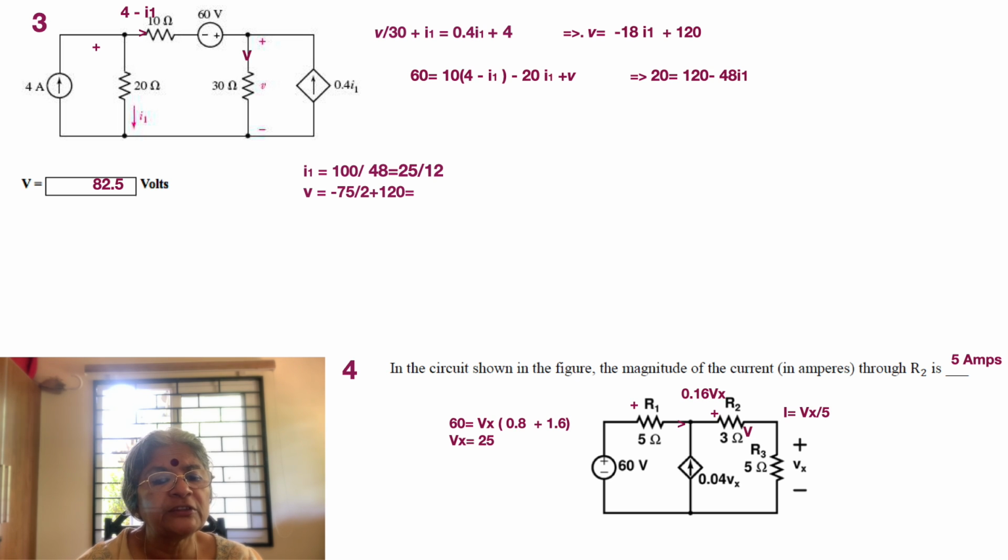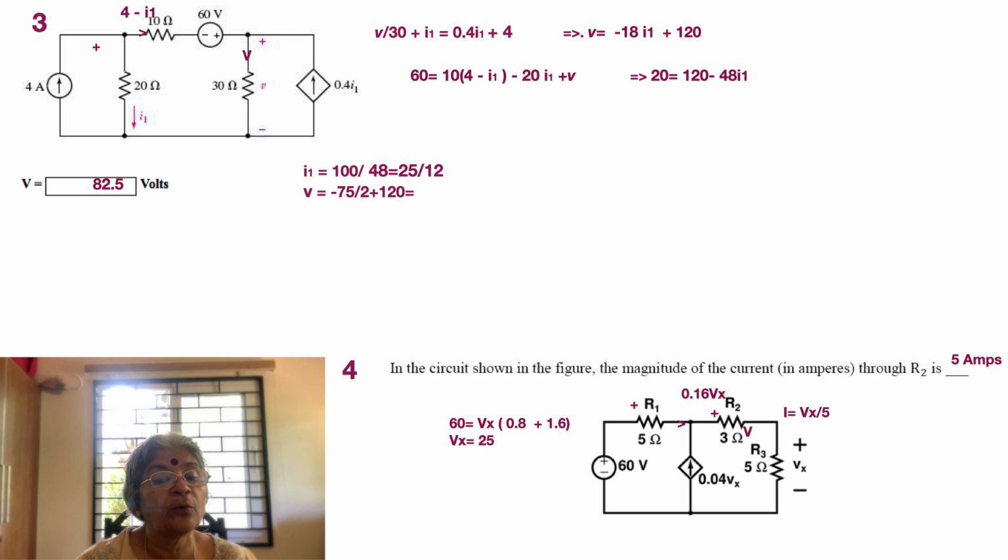We also see that we have 0.4 I1 as the dependent current in the whole context, and I1 is the current that is now flowing through the 20 ohm resistor. We are supposed to find out the voltage V, which is marked across 30 ohms. So this is the major difference: we have to find out the voltage across the 30 ohm resistor as V.